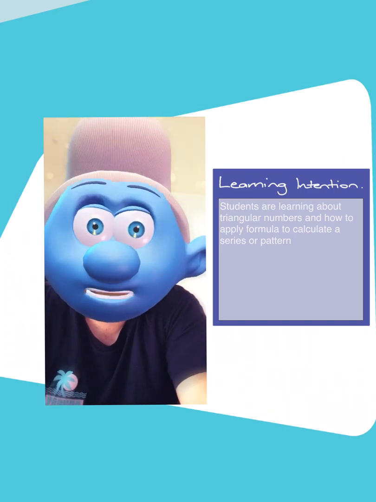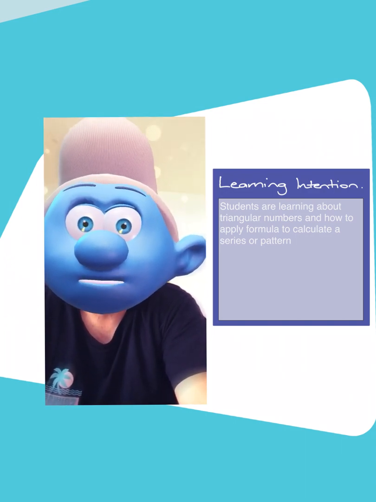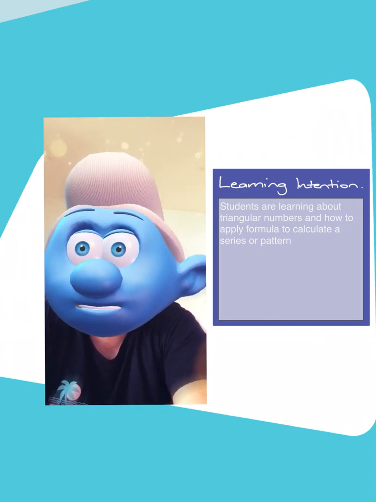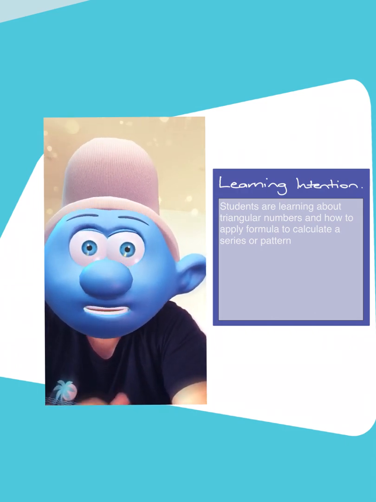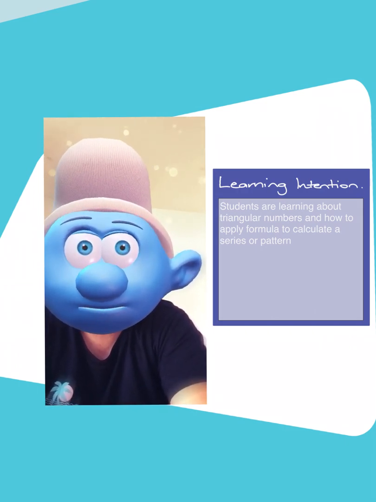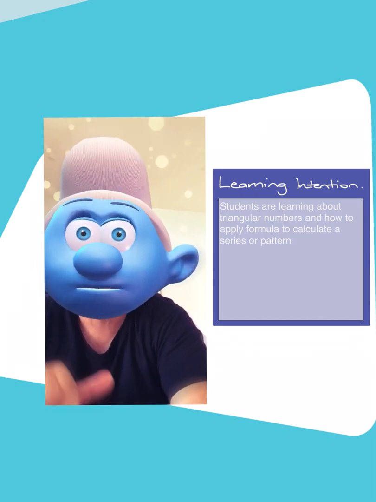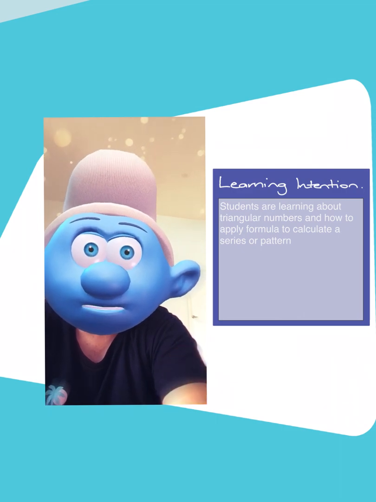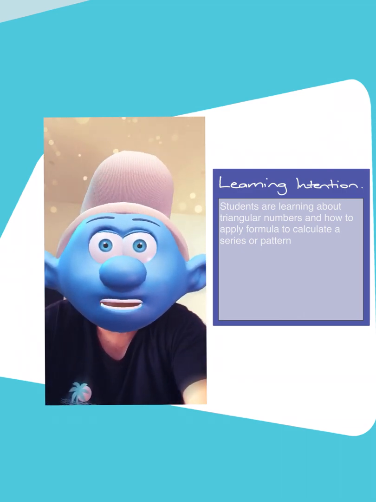Now triangle numbers can be a little bit tricky. So what we're going to do is first of all find out what a triangle number is, and then how we can identify a triangle number. We're going to be applying formulas to help us find out whether numbers are triangle numbers or not. This is the first time you've learned this one, so you might need to watch the video more than once. Alright guys, good luck.